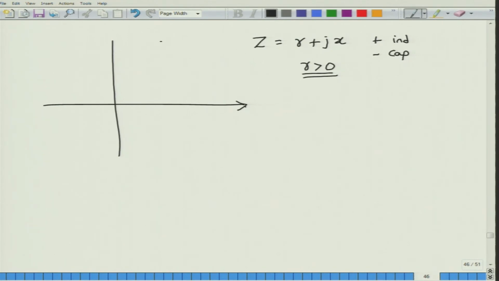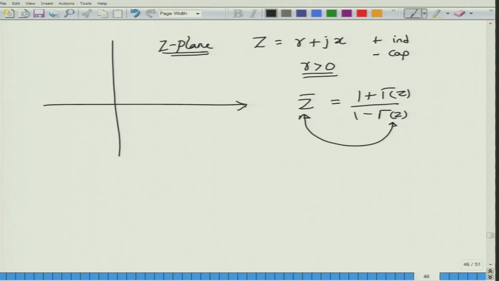So, this is my complex Z plane, that is, the complex impedance plane, which can again be thought of as a normalized value, okay. Normalized again with respect to Z0 of the transmission line. So, this impedance is given by 1 plus gamma of z divided by 1 minus gamma of z, thus relating the impedance and the reflection coefficient values at any point on the transmission line.